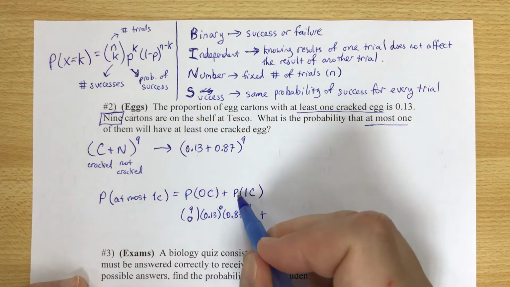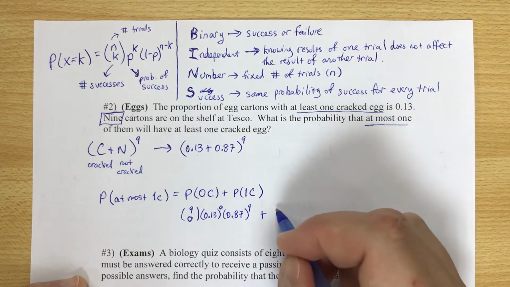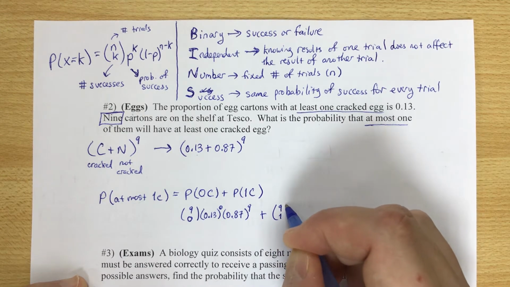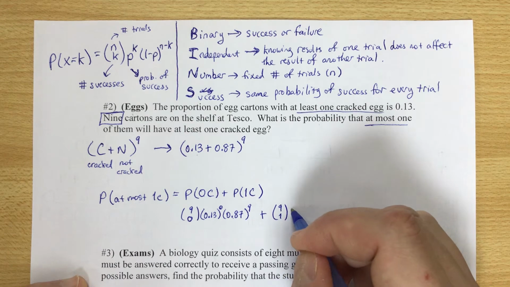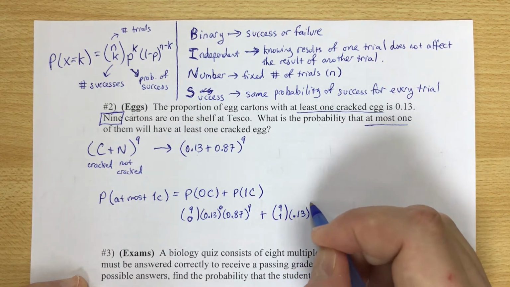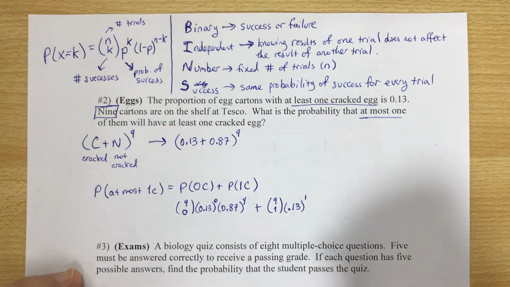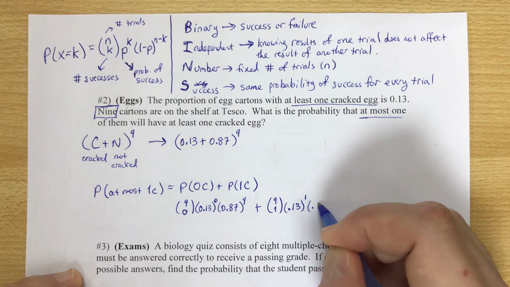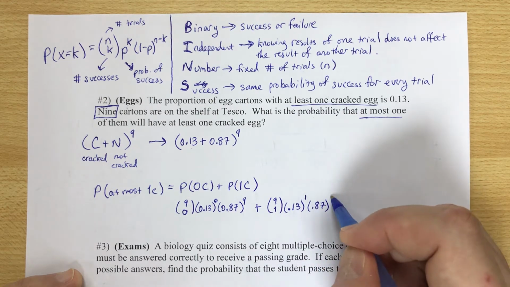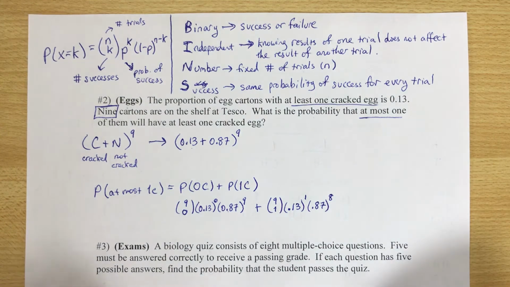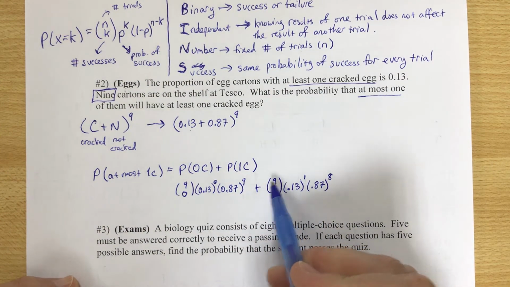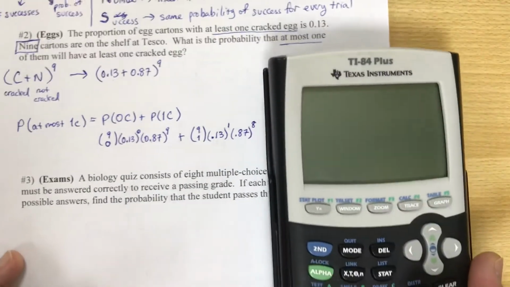Okay, plus the probability that we have 1 carton with cracked eggs. Out of 9, 1 of them will have cracked eggs. So that means I'm just going to write 0.13 raised to the first, because only 1 of them will be cracked. And then 0.87. If 1 carton is cracked, that means the other 8 are not. Okay, so the exponents have to add up to the total number of trials. All right, so now it's a calculator problem.